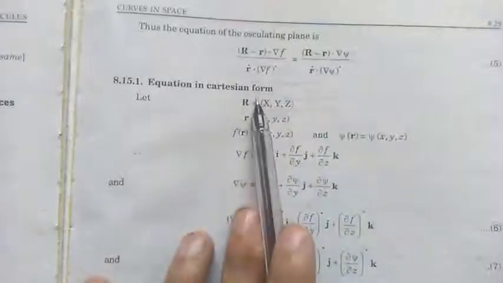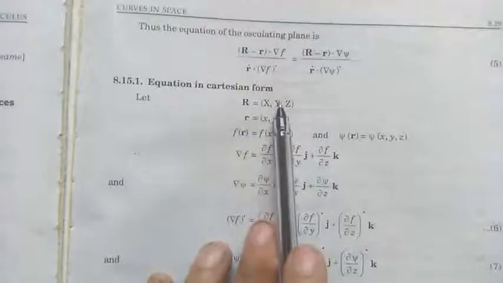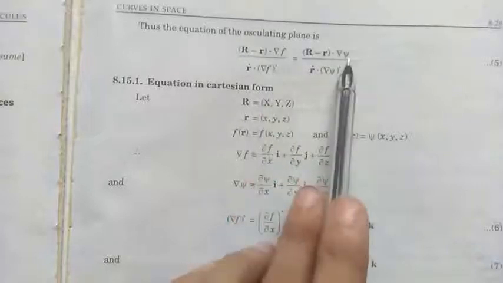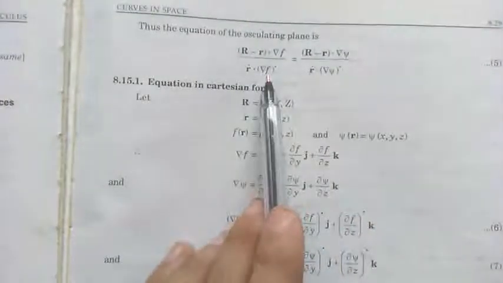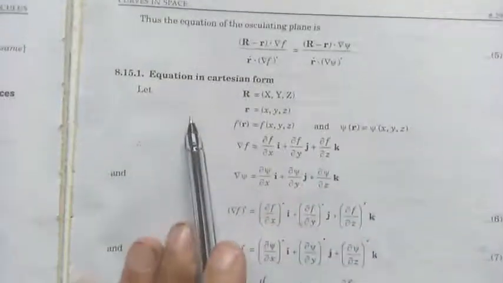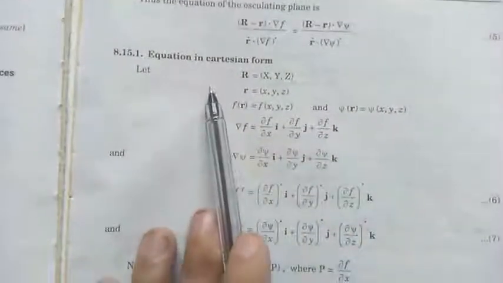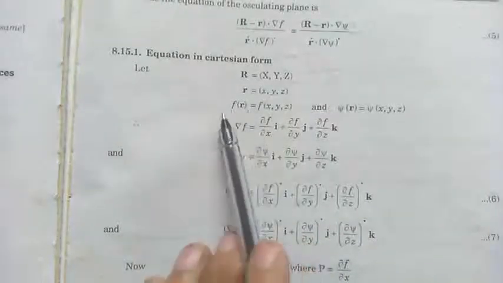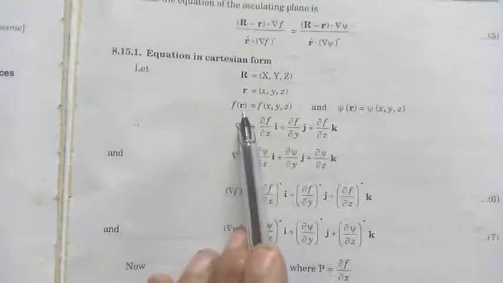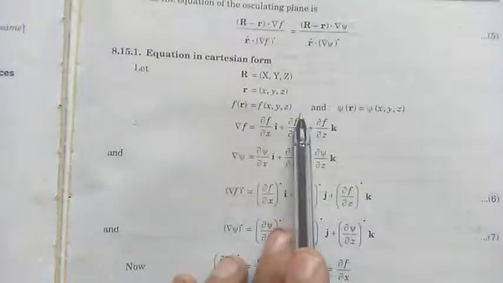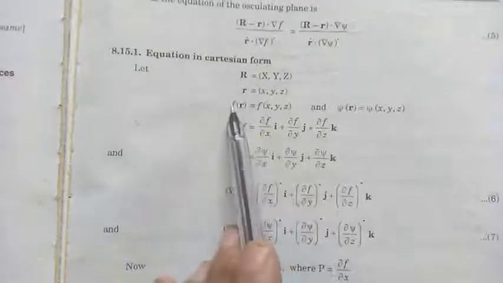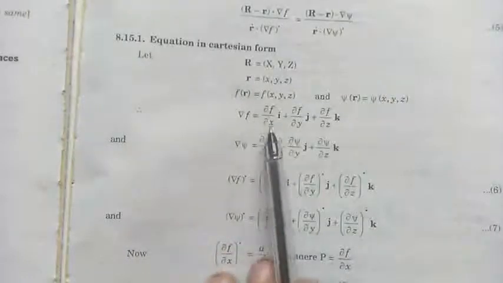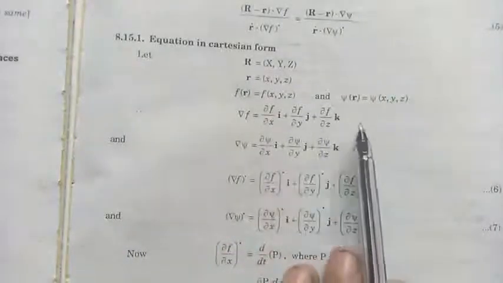We can express this equation in the Cartesian form also if we put the values of R minus r, gradient f, gradient ψ, r dot, gradient f dot, gradient ψ dot. So let us find all these one by one to find the equation in the Cartesian form. Now on the given surface, the point P has the coordinates x, y, z, which are the components of the vector r. And now by definition, we know that gradient f is given by i ∂f/∂x plus j ∂f/∂y plus k ∂f/∂z.